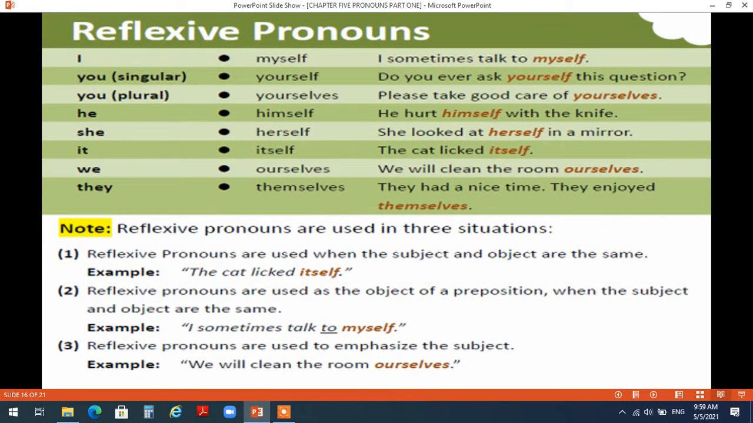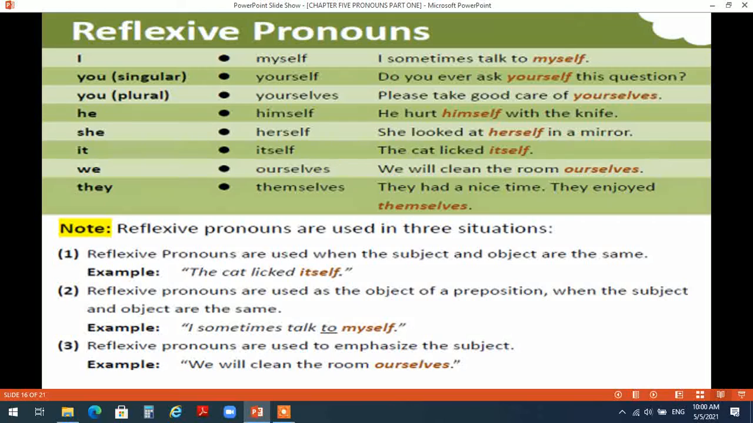الضمير you إذا كان يشير إلى المفرد singular فراح يكون يقابله reflexive pronoun yourself. So, as example, do you ever ask yourself this question? إذن yourself has been used here as a complement كتكملة للعبارة الفعلية. أما إذا كان الضمير you يشير إلى الجمع فبهالحالة يقابل yourselves كضمير انعكاسي. For example, please take good care of yourselves. إذن هنا yourselves استخدم أيضا as a complement to complete the prepositional phrase.